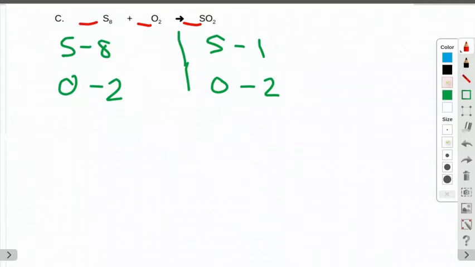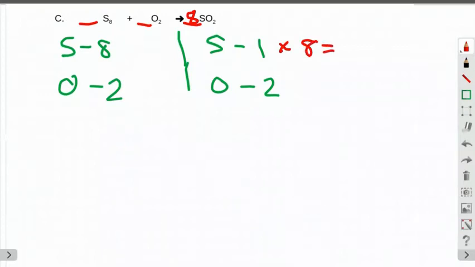So on the left side, we have 8 sulfurs, and we have 1 sulfur on the right side. We can add a coefficient in front of a number 8 to get this number of sulfurs to equal 8. But when we do that, we also have to add an 8 because that coefficient distributes to the sulfur and the oxygen. So we have to multiply the number of oxygens by 8 also. So now we have 16 oxygens on the right side.